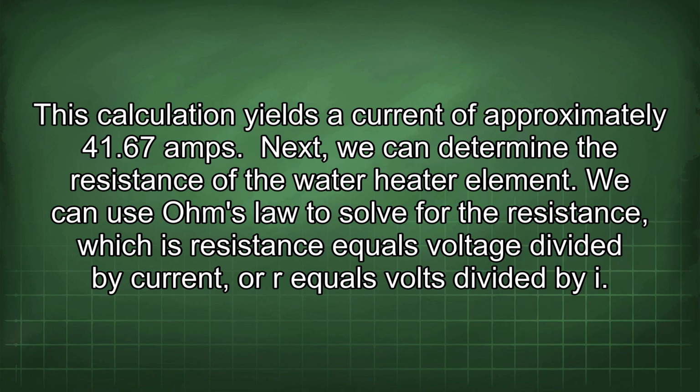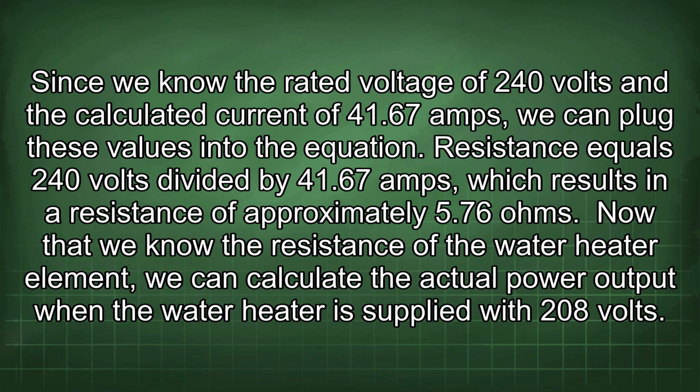Next, we can determine the resistance of the water heater element. We can use Ohm's law to solve for the resistance, which is resistance equals voltage divided by current, or R equals volts divided by I. Since we know the rated voltage of 240 volts and the calculated current of 41.67 amps, we can plug these values into the equation. Resistance equals 240 volts divided by 41.67 amps, which results in a resistance of approximately 5.76 ohms.